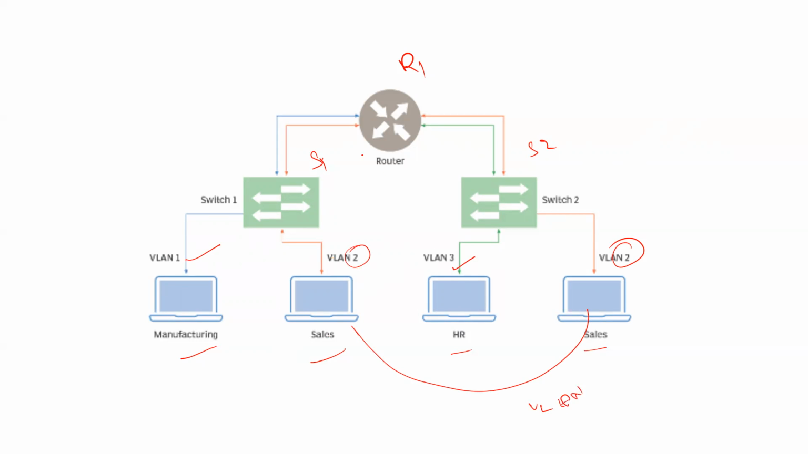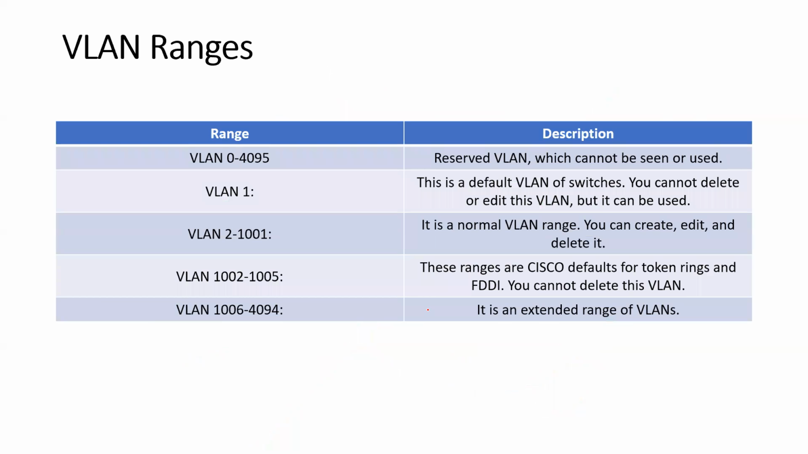Though they are sitting in different locations, in different networks, we are mapping them with the same VLAN with respect to sales here. And we have the VLAN ranges, right? 0 to 4095 is the range. I think this is something I need to modify.